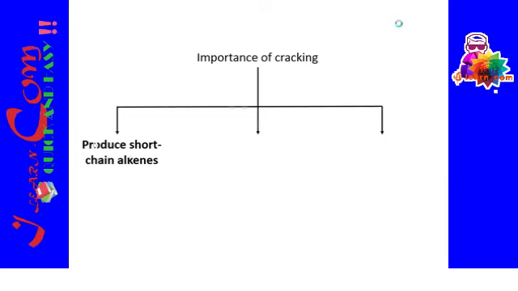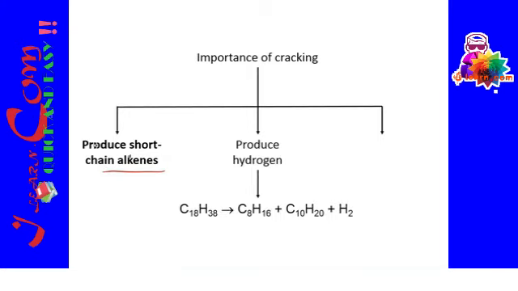So cracking produces our short chain alkenes, and at the same time it sometimes produces some hydrogen. One of the most important uses of cracking is to produce petrol, because when you refine crude oil, the amount of petrol which comes out is very little. But if you look around you, you notice cars everywhere. All the cars need petrol to run. So where's the petrol from? It is from the catalytic cracking of longer chain hydrocarbons which we obtain from the fossil fuels after fractional distillation. Okay?